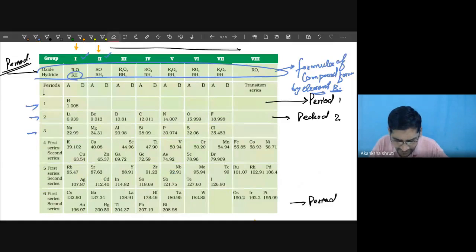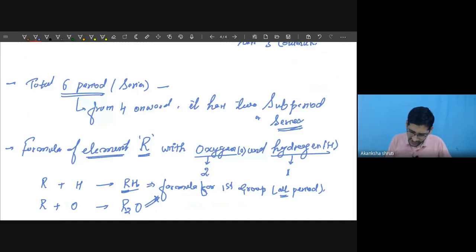See, observe it carefully. It is very interesting and very simple, but the students are not understanding. That's why they are getting confused. So student, the hydride formula is RH and the oxide formula is R2O. That's simple. An example could be sodium: with hydrogen you get NaH, but the same sodium with oxygen gives Na2O.